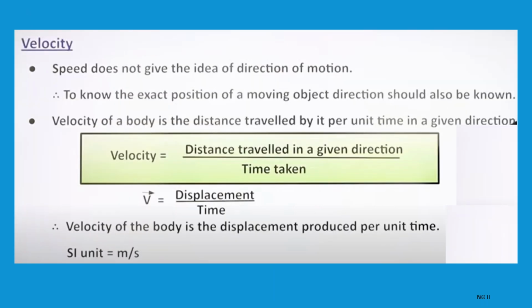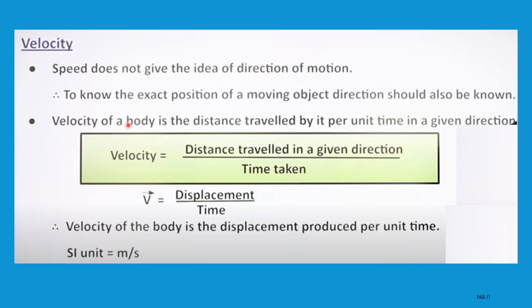Next one, velocity. Already you studied speed. Speed does not give the idea of direction of motion. It gives only the magnitude. It will not show any direction of motion of a body. To know the exact position of a moving object, the direction should also be known. To find that, we will consider velocity.